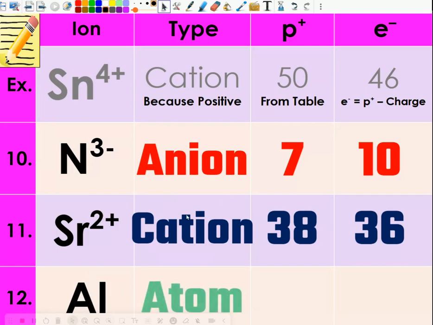Aluminum is an atom because there's no charge. As such, the protons are from the table, which will also be equal to the electrons because atoms have equal protons and electrons.